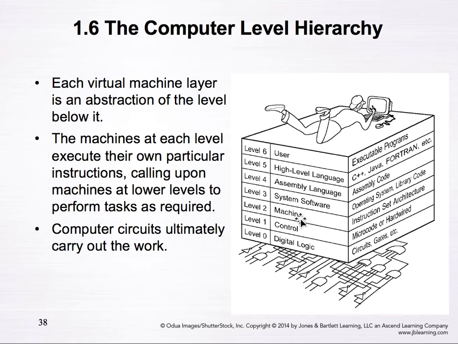Level 2, that's the machine level, including the instruction set architecture, where we will discuss some of the architecture later on. Level 1, that's the control, that's microcode and hardwired. And the lowest layer, level 0, that's the digital logic. Basically, that's constructed by circuits, gates, and so on. So you can see there are multiple layers to build a computer, and all the work goes down to the lowest layer where the calculation or processing is performed.